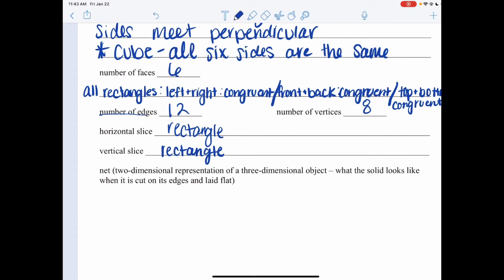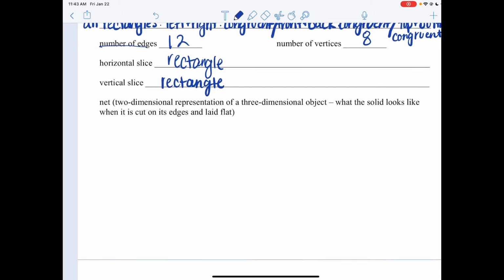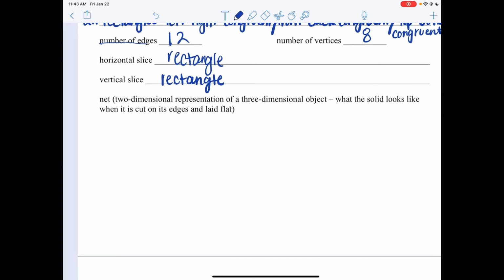And the very last attribute that we have for a right rectangular prism is going to be the net. Now what a net is, is me seeing the visualization of the three-dimensional shape as a two-dimensional shape. So what I really want to do is get my 3D shape and flatten it out. Now what I mean by flattening it out is that each one of my sides is going to be laid out.